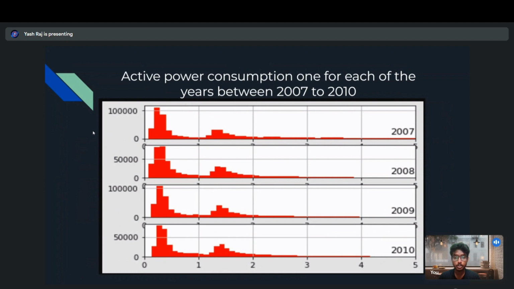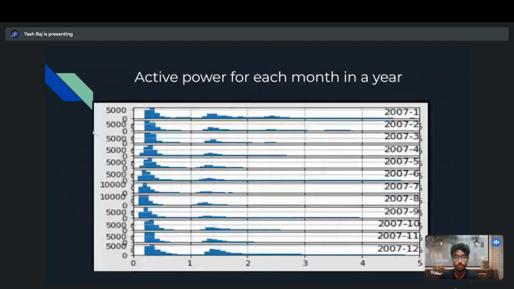The distribution across the years looks similar. From the graph, it is very evident that it has two peaks, with one peak around 0.3 kilowatt and another around 1.3 kilowatt, and there is a long tail distribution to higher kilowatt values. Also, we see that each year the graph shows similar behavior over 4 years, showing two peaks every year. Considering the next histogram, we plotted the distribution of the active power for each month of a year.